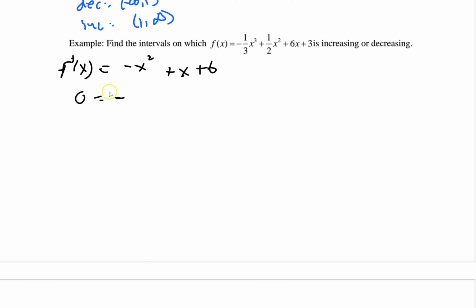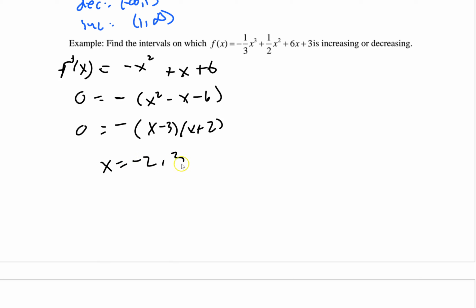I can't just move stuff over because we're talking about a function. We're actually talking about 0. It just helps us visualize it. So I'm actually just going to factor out that negative because I hate factoring with a negative in front. So I get something like this. Again, I can't just divide by the negative because it's really just a function, it's not an equation yet. And then from here I could factor it. That's x minus 3, x plus 2. So my x-intercepts would be negative 2 and 3. Those are my critical points.